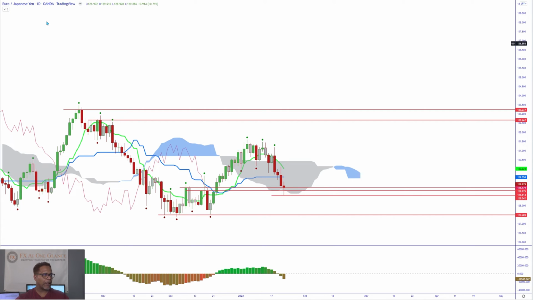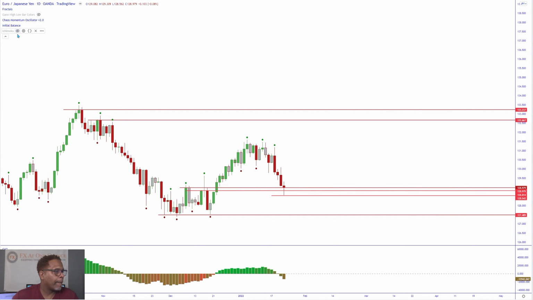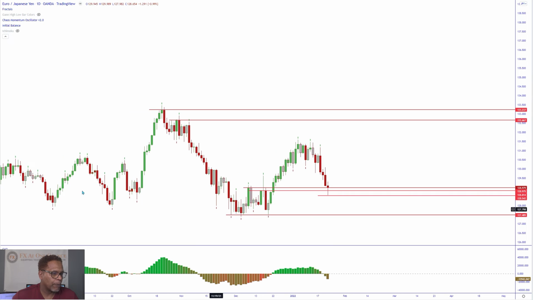But when I'm trading the market regular on a daily, like day trading, I don't have anything on my chart. I take Ichimoku off and I trade levels. All right.